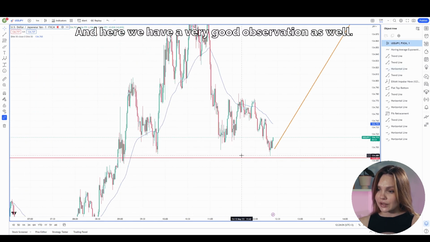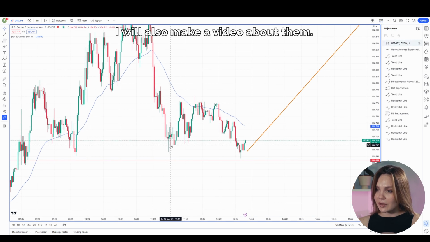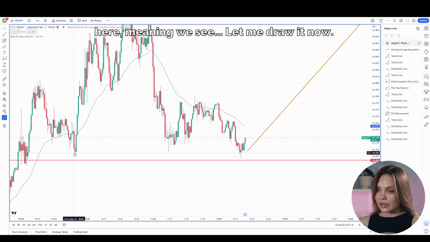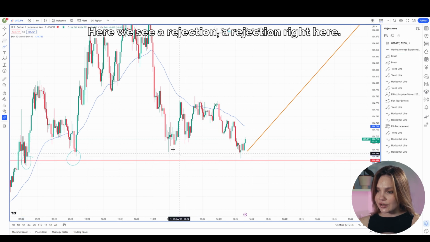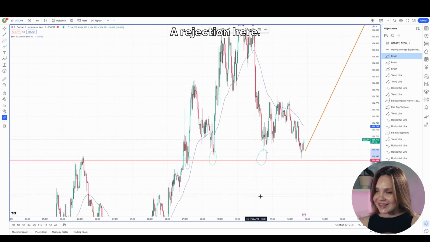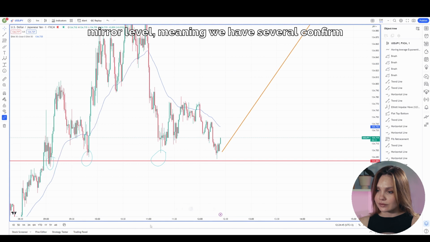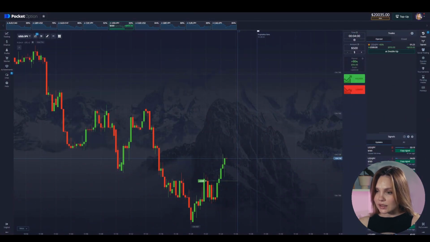And here we have a very good observation as well. There are a lot of dodgy candles. I will also make a video about them. These are reversal patterns that have reversed the market. Plus, we have a small level here, meaning we see, let me draw it now. Here, we see a rejection right here. Let me draw it a bit more beautifully, a rejection here. Earlier, it was a resistance level, and now it's a mirror level, meaning we have several confirmations for the current trade.